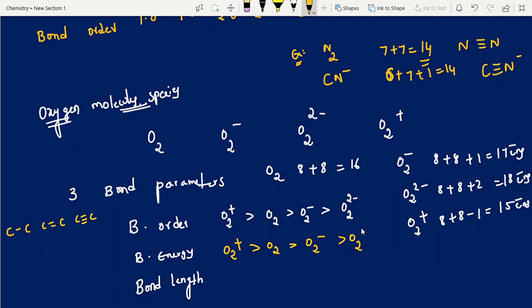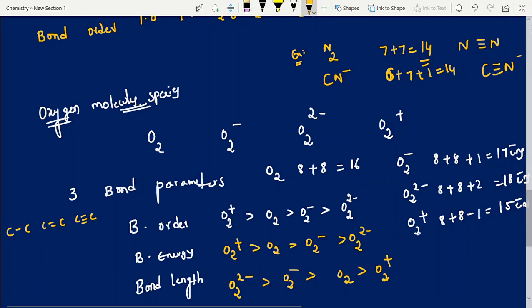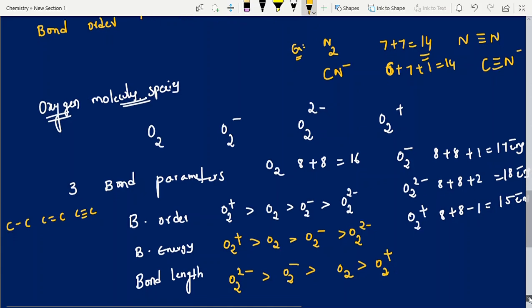What about the last one, students? Yes, bond length, just the opposite. O2 2 minus is greater than O2 minus, that is greater than O2, that is greater than O2 plus. See, here number of bonds increases. What happened? Bond length decreases. Atoms are close to each other, attracting each other strongly. Come close means bond length decreases, right? So finally, bond order is inversely proportional to bond length. See, students, how easily we are working within a minute, right?